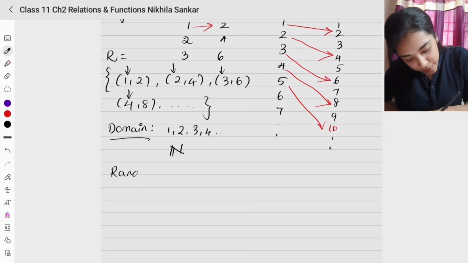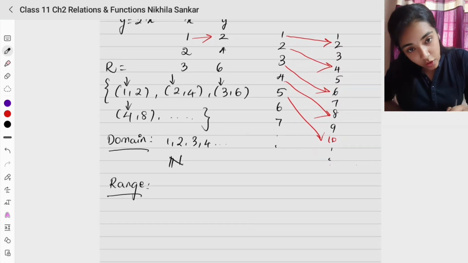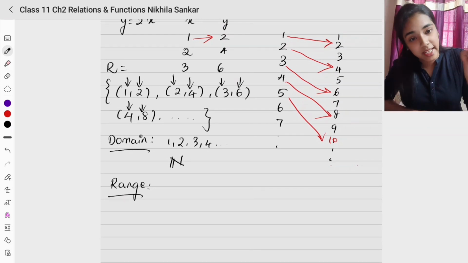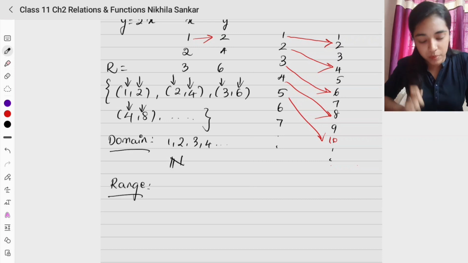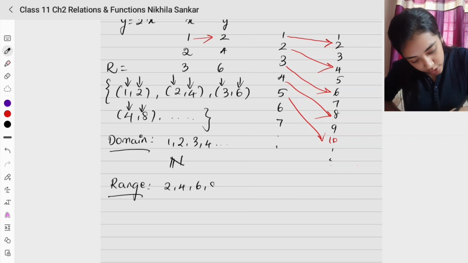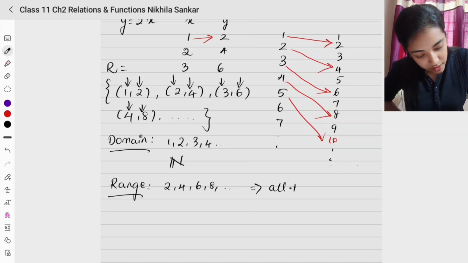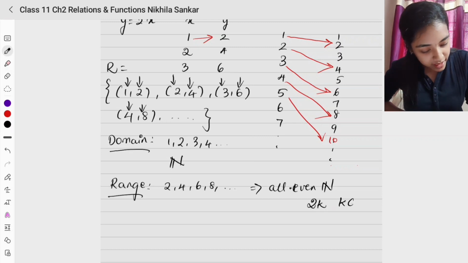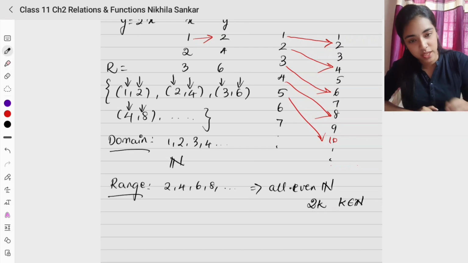Now what is your range? Your range is going to be the set of all permissible outputs. So outputs are 2, 4, 6, 8, 10 and so on, which means you have all positive even numbers. Correct? So you have 2, 4, 6, 8 and so on, which is going to be all even natural numbers. Okay, so this is how you can write it, or you can write it as 2k, where k belongs to natural numbers, in a very short form.